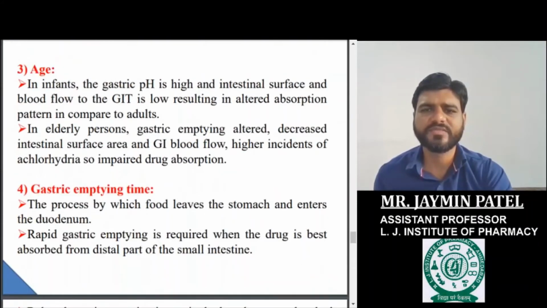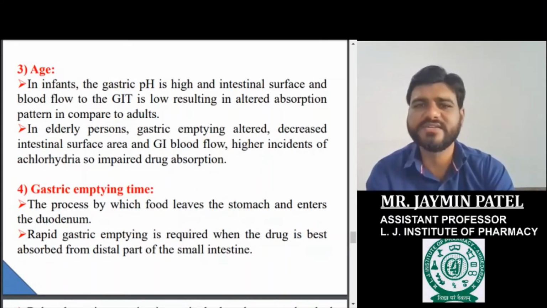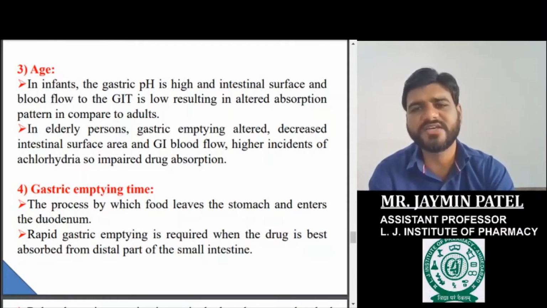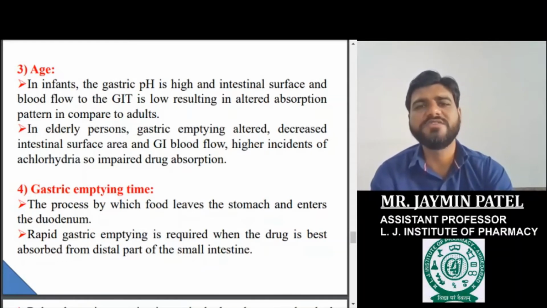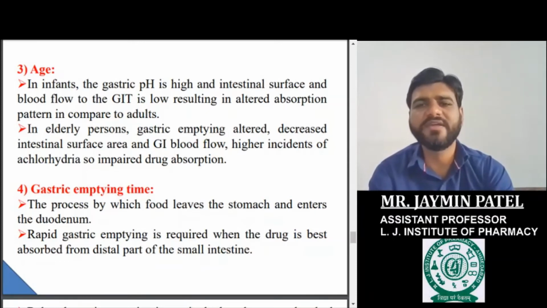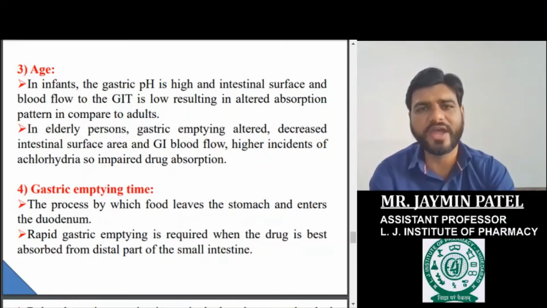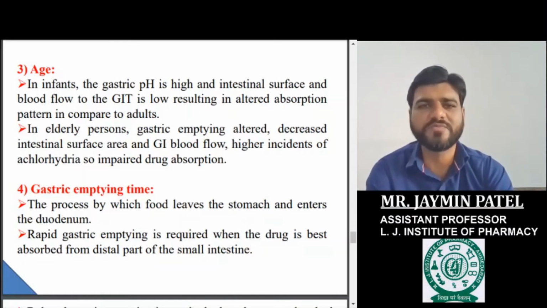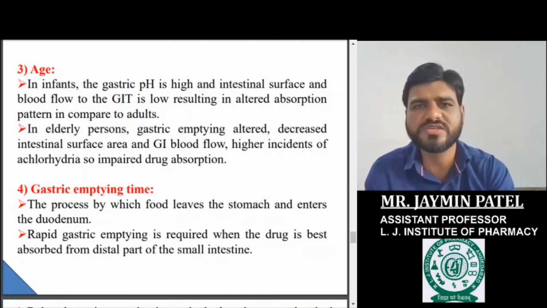Now the next one is age. In infants, the gastric pH is high, and the intestinal surface and blood flow to the GI tract are low, resulting in an altered absorption pattern compared to adults. In elderly patients, gastric emptying is altered, and intestinal surface area and gastric blood flow decrease. There is a higher incidence of achlorhydria, which impacts the drug absorption process. So according to age, in infants, adults, and elderly persons, the absorption process may alter.